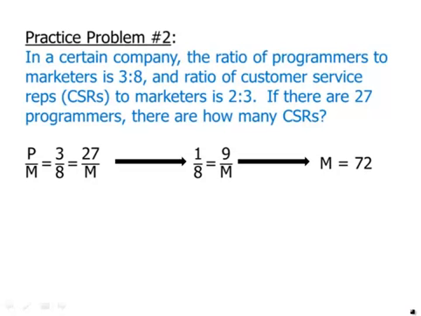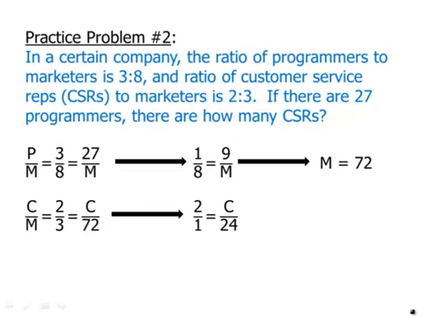So now we have the number of marketers. From this, we can figure out the customer service reps. Marketers, customer service reps, 2 to 3. Marketers count as 72. We can again do some horizontal cancellation here in that denominator. 3 goes into 72 24 times. From here we can cross multiply, and there are 48 customer service reps. So here we just sort of ratcheted our way through the ratios, figuring out an absolute quantity for each group one at a time.